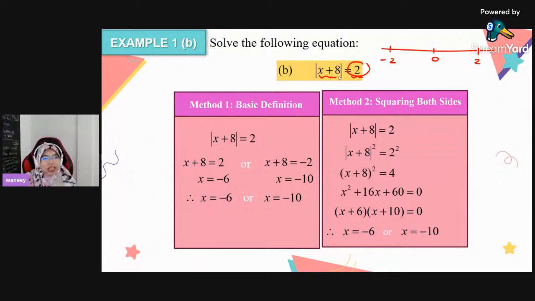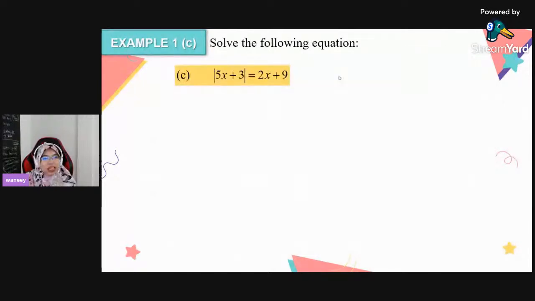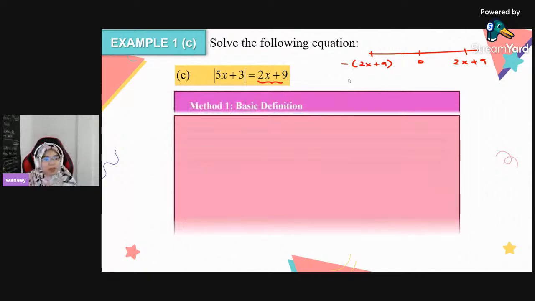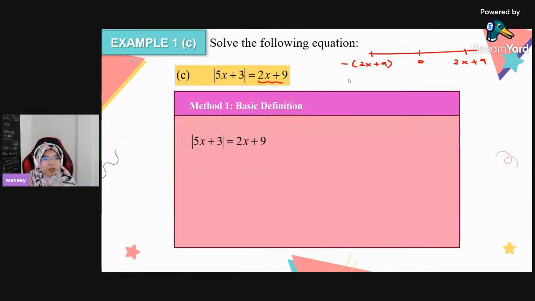Okay, next. Now see, we got modulus of 5x plus 3 equal to 2x plus 9. So now this is 0. On the right hand side, we have 2x plus 9. So this distance is 2x plus 9. On the left hand side, negative of 2x plus 9. Okay, so let me use the basic definition for this. Actually, for this kind of question, you cannot use squaring both sides. It won't work. Okay, so now use the basic definition.